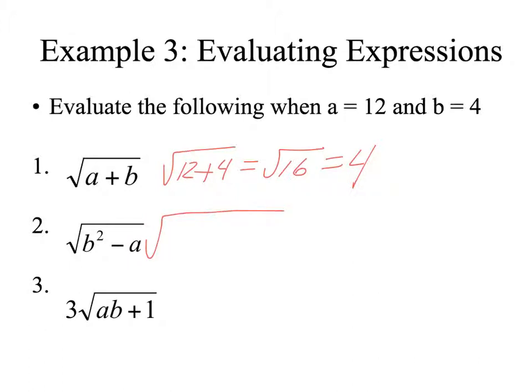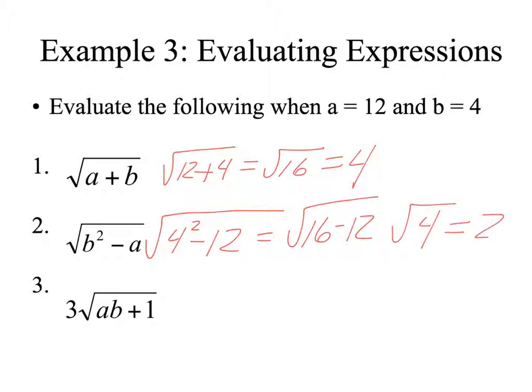Square root of 4 squared minus 12. Exponents first. Square root of 16 minus 12. 4 squared is 16. 16 minus 12 is the square root of 4, and we know that the square root of 4 is 2.